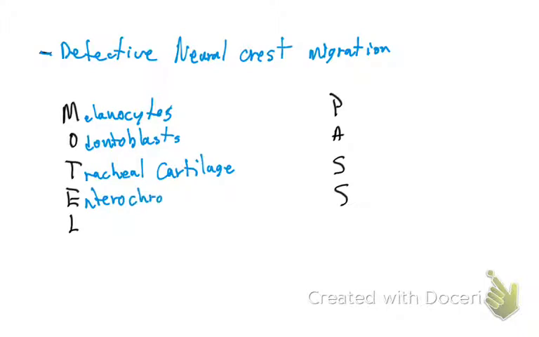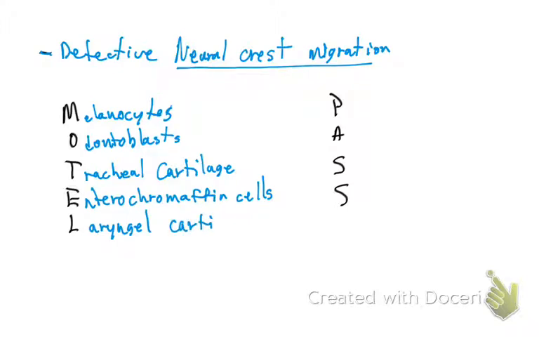Each time you see a question and you identify any of those in the question, you now know that they come from neural crest cell migration. Enterochromaffin cells, sorry. L is for laryngeal. Laryngeal what? Laryngeal cartilage. Now, if you're talking about collagen, what kind of collagen is cartilage? It is collagen type 2. I just want to make that connection there.